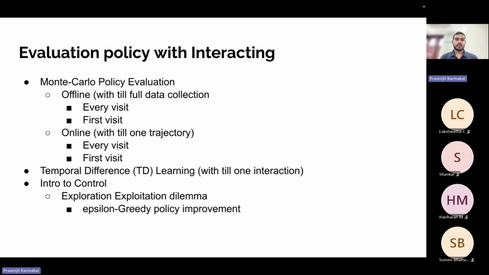So what is Monte Carlo policy evaluation? Basically you take samples from the environment, and then from the samples you try to evaluate the policy. It's very, very easy. Once I write it down, it will be very easy for you.